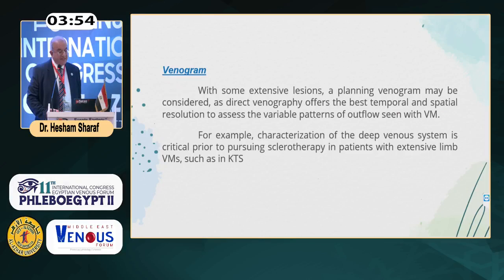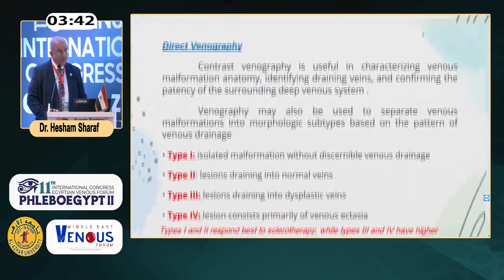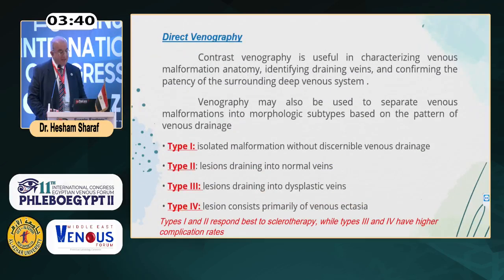Venogram: with some extensive lesion, a planning venogram may be considered, as direct venography offers the best temporal and spatial resolution to assess the variable pattern of outflow and inflow. Direct venography also classifies the venous malformation to type 1, isolated malformation without discernible venous drainage, type 2, lesion draining into normal vein, type 3, lesion draining into dysplastic vein, and type 4, lesion consists primarily of venous ectasia.